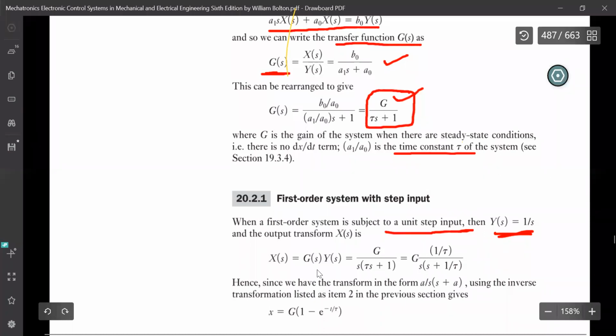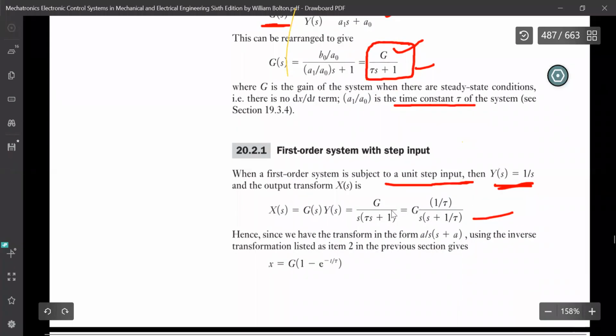So in the previous class, I told you simply what you do: you multiply your step input with the input given to the system. So by multiplying that, what you are getting, this is the previous function, G by tau s plus 1, you have got from here. You just multiply this by 1 by s. So by rearranging, you can write it in another form as well. So we have got our output in the form of this. By comparing, this is equal to a by s into (s plus a). So from the previous discussion, we know that the inverse of this is nothing but this value. So now we have converted back our output in the form of a function of t. This is a first order system with step input.